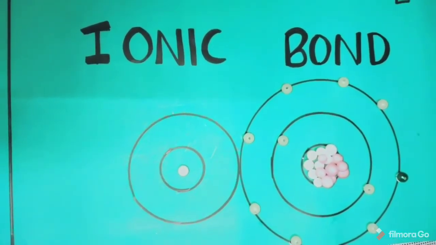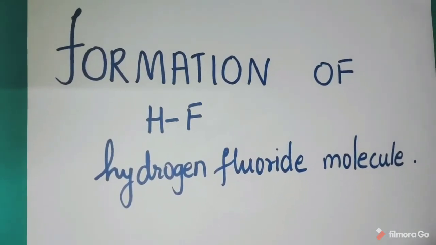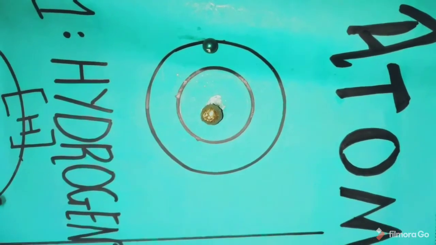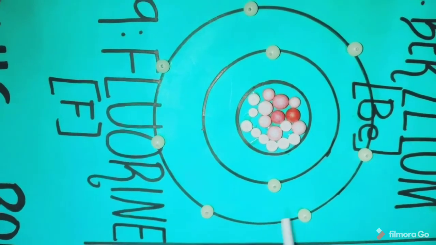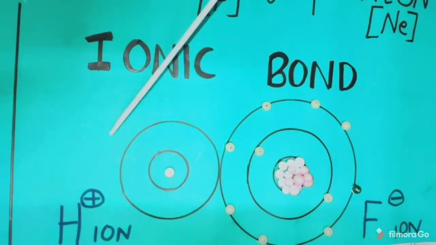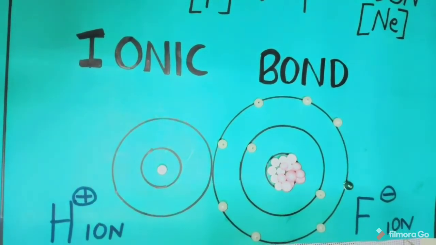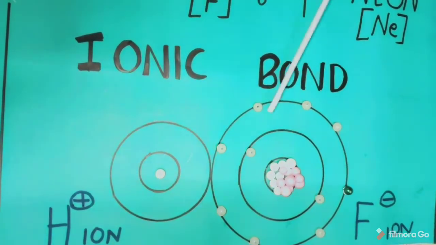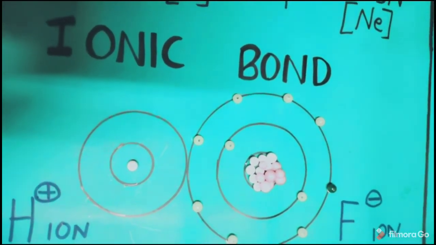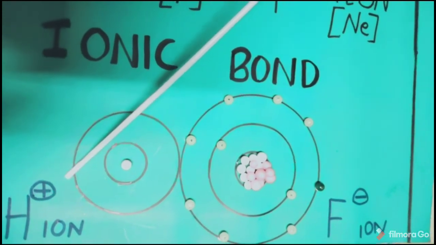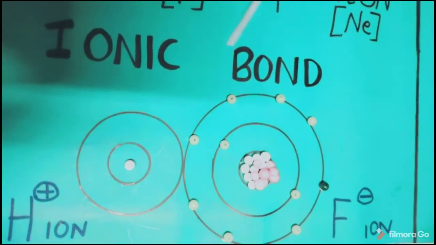Ionic bond is formed by give and take of electrons between 2 or more atoms. Here is the example of a hydrogen fluoride molecule. We know hydrogen has 1 electron in the outermost shell and fluorine has 7 electrons in the outermost shell. So hydrogen is going to lose its electron and fluorine is going to gain an electron. So fluorine completes its octet and in return hydrogen is always in its close vicinity. Due to electrostatic force of attraction, hydrogen after losing an electron becomes H plus ion and fluorine after gaining an electron becomes F minus ion. So such type of bond formation is called an ionic bond.